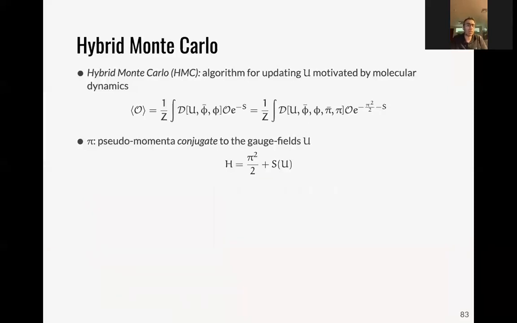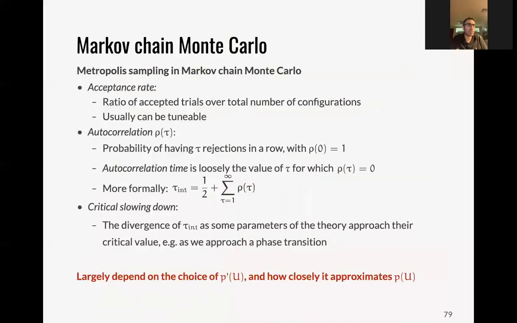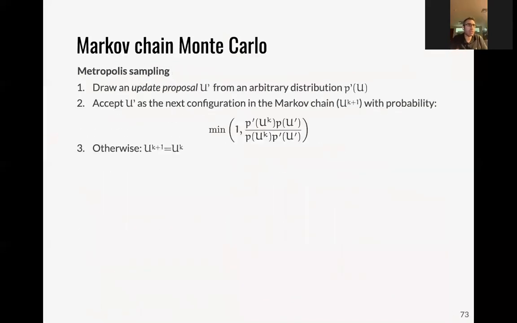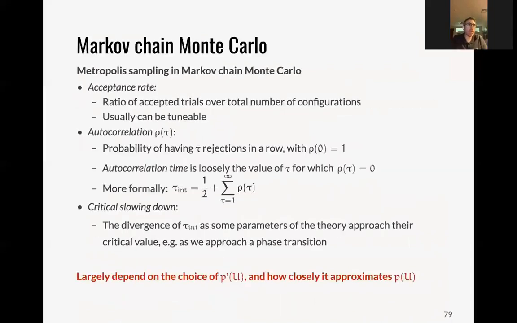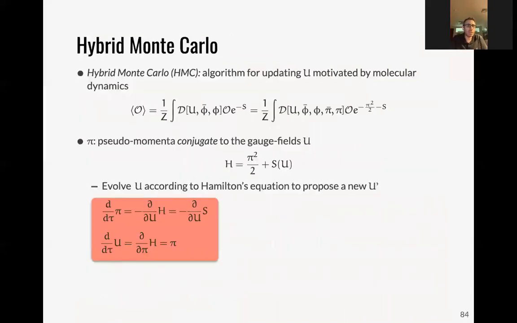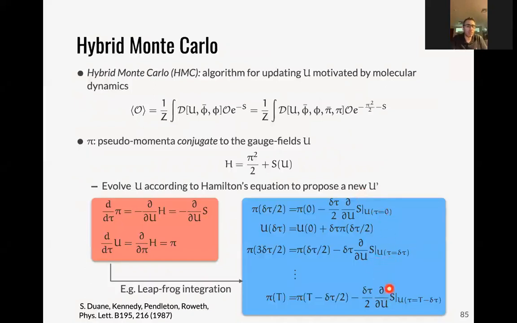requires the reevaluation of this term, right? Every time you reevaluate s, you need to do again, basically generate the phis, invert them, do a dot product, and you might need to do a couple of these so that this integral is approximated accurately. So those time steps are of order 10.